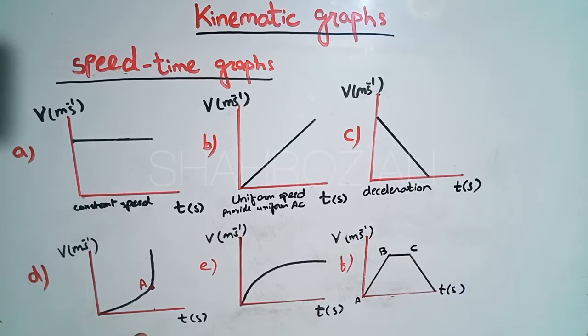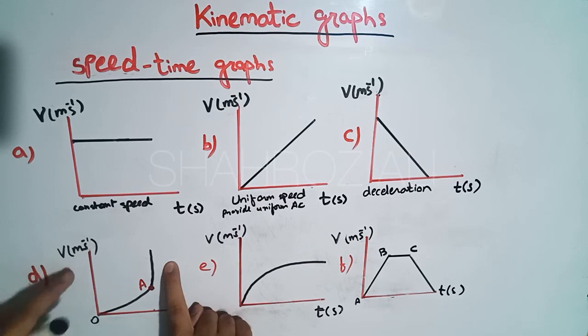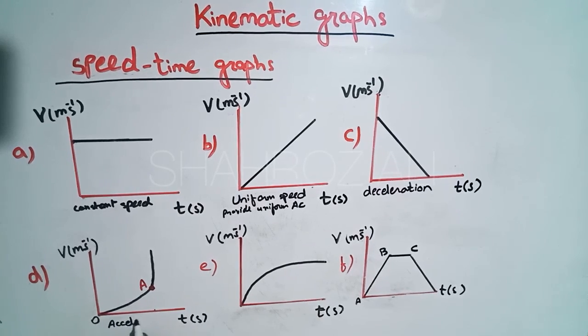Now let's move towards the fourth one. As you can see in this graph, we have a curve. From point O to A, the body will have different speed. Speed will not be equal in equal intervals of time, but after point A the speed of the body shoots up in some interval. So you can write here it is the acceleration. This is a graph of acceleration.